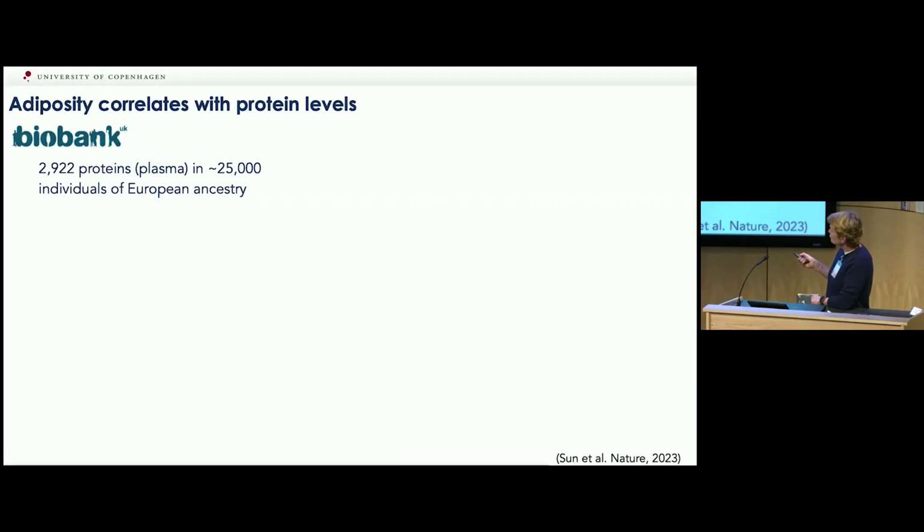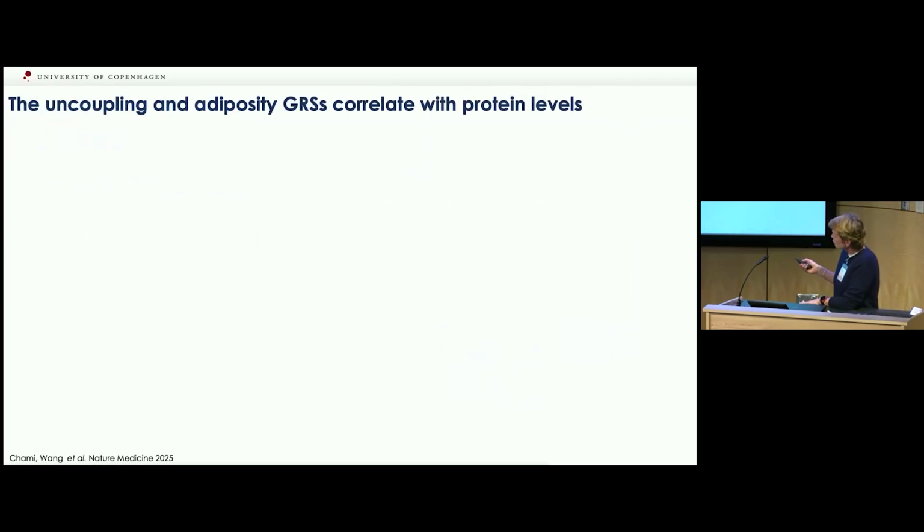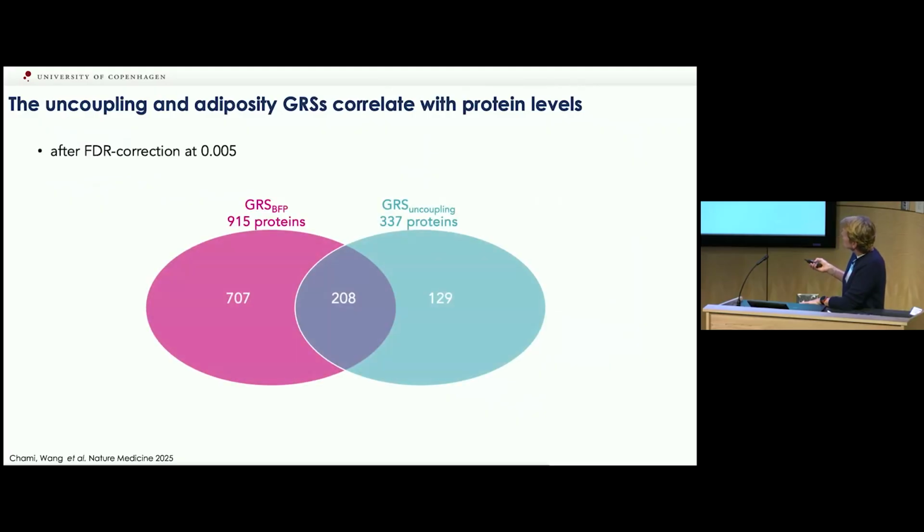We also looked at the proteins. We know from the UK Biobank data that high body mass index is associated with high protein levels, probably because the bigger you are, the higher the levels. That makes sense, and that's shown in this data from Sun et al. So when we looked at the scores and their association with the UK Biobank proteins, the unhealthy score, which has some more power, is associated with more proteins.